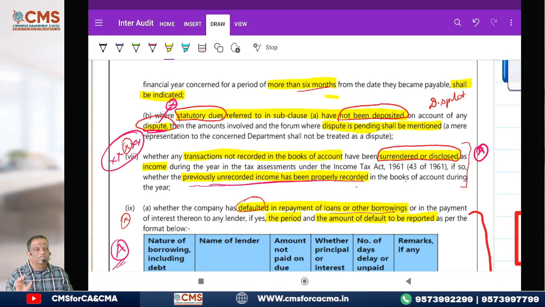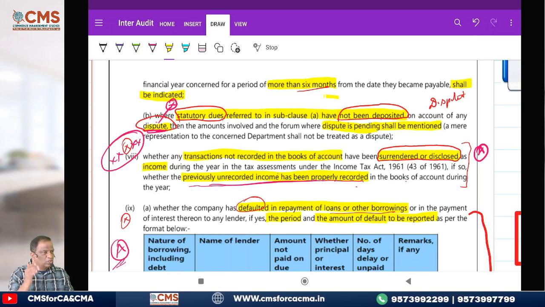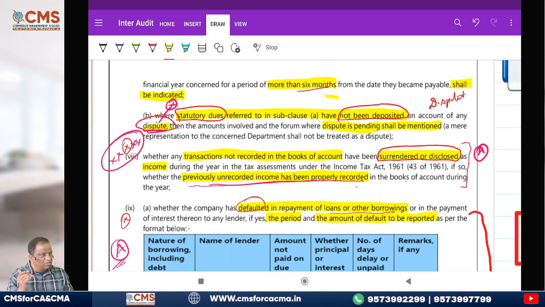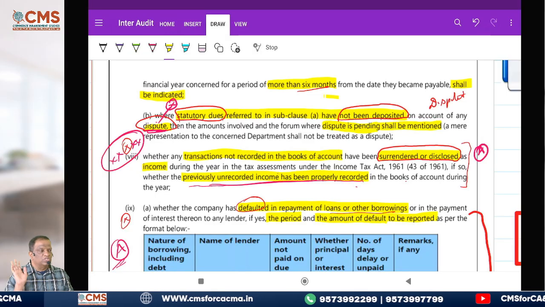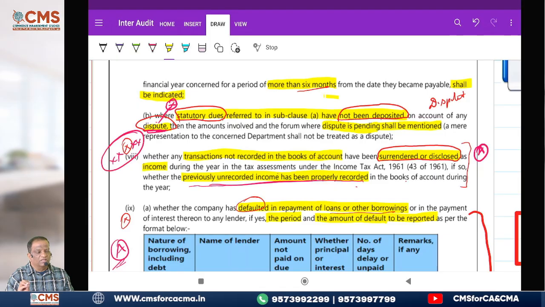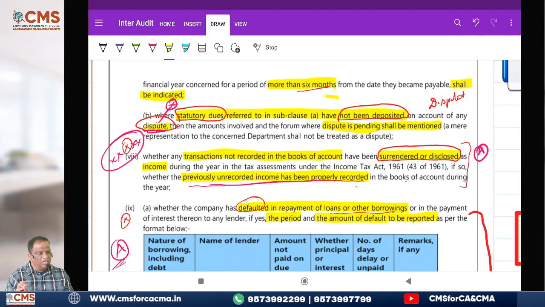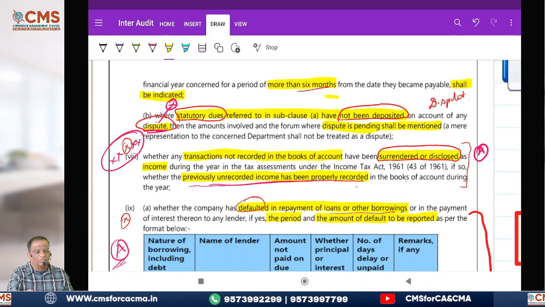In case you have surrendered or disclosed any undisclosed income to the tax authorities, then make the proper adjustment to the financials as well, the books of account. So that is the requirement under this clause 8. It's a new requirement and the auditor will have to comment on that.